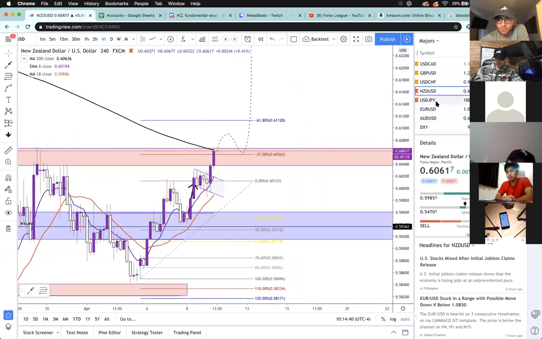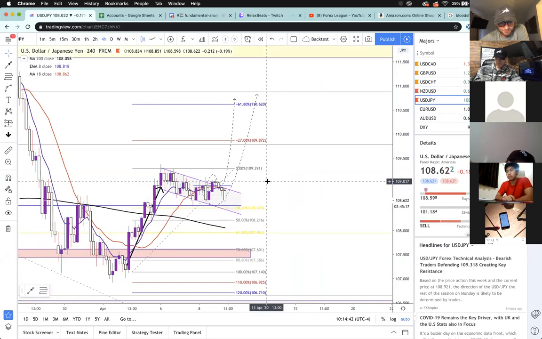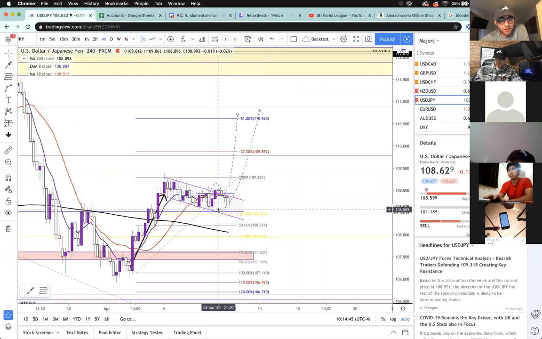So that's NU. Let's go to UJ. UJ's in one of these flags as well.